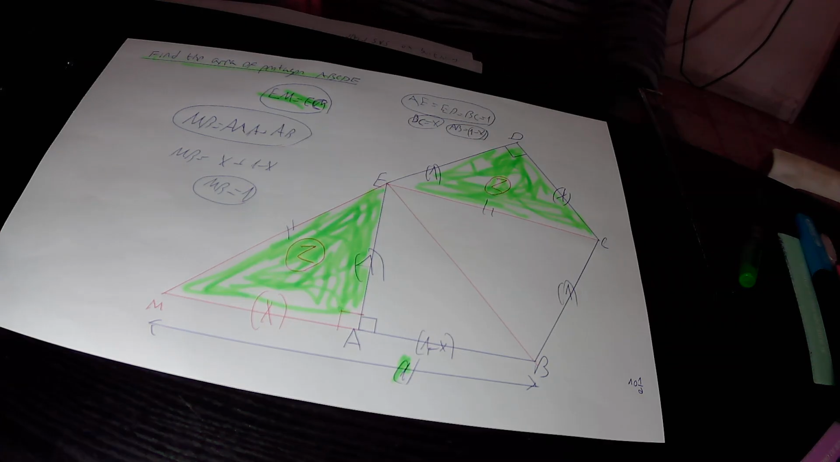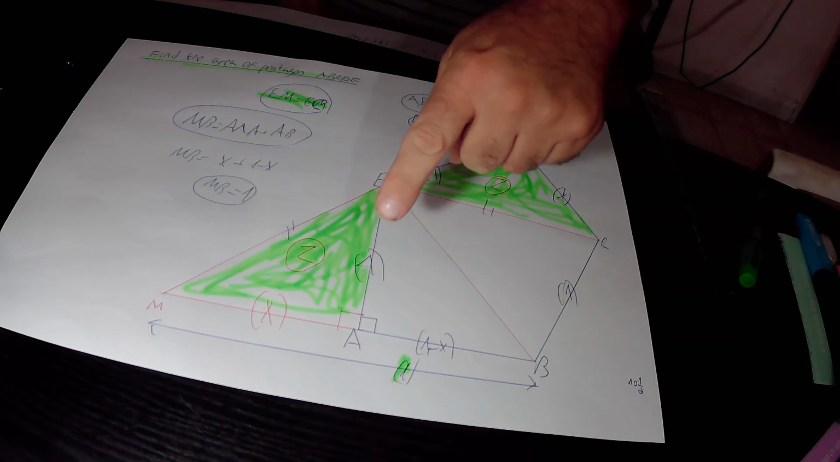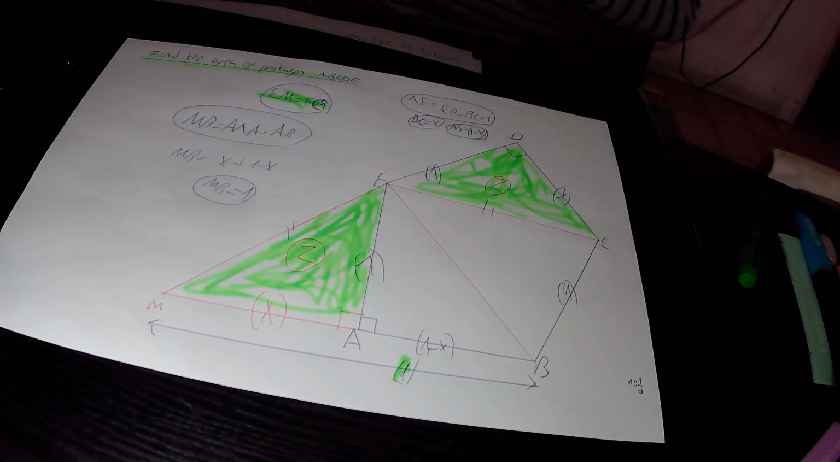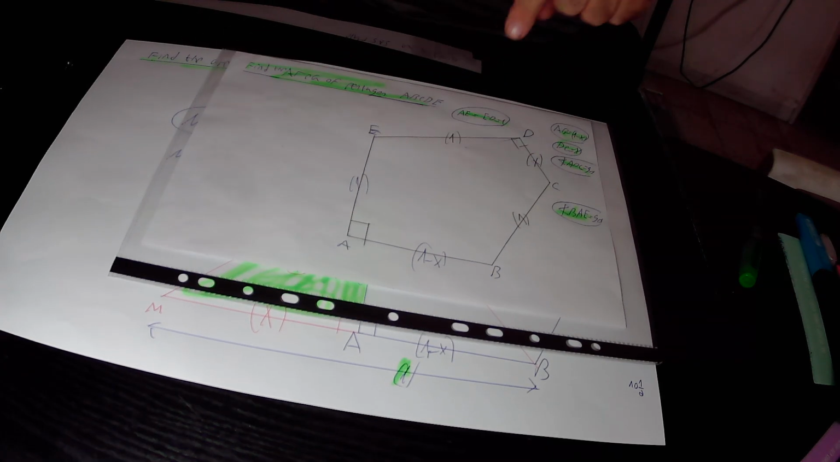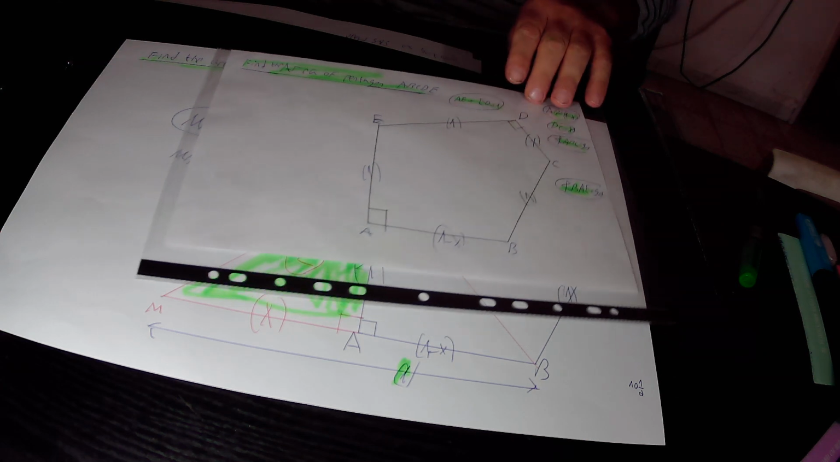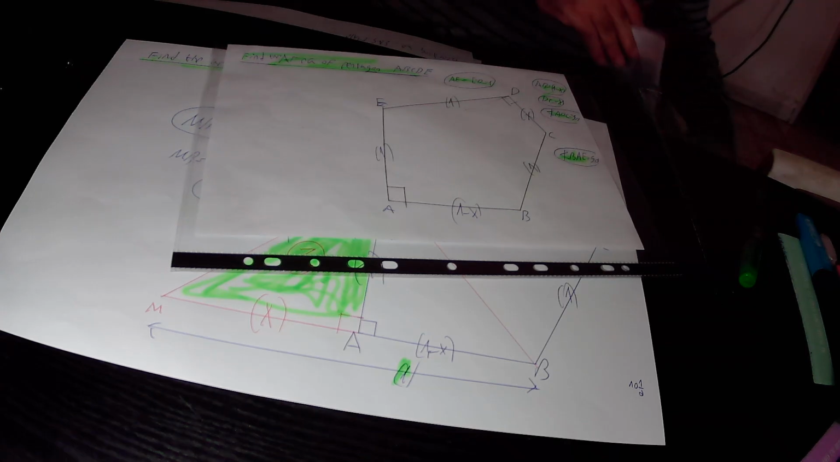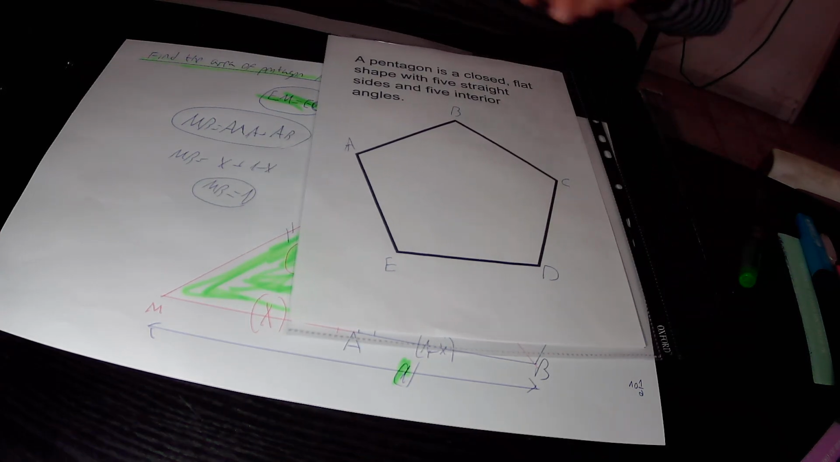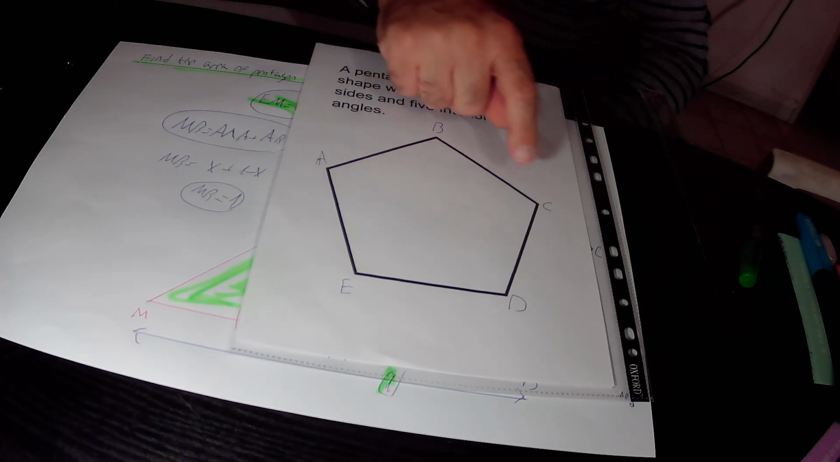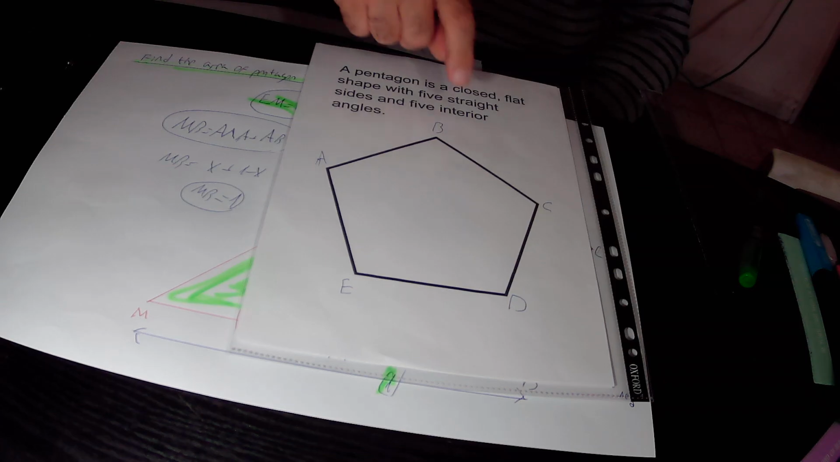Our task in the first question is to find out the area of this big pentagon ABCDE. Say it again. Our task is to find out the area of this big pentagon ABCDE. So what is a pentagon? A pentagon is a flat closed shape with 5 straight lines and 5 interior angles. This is pentagon ABCDE. It has 5 sides, 1, 2, 3, 4, 5, and 5 interior angles, 1, 2, 3, 4, 5.